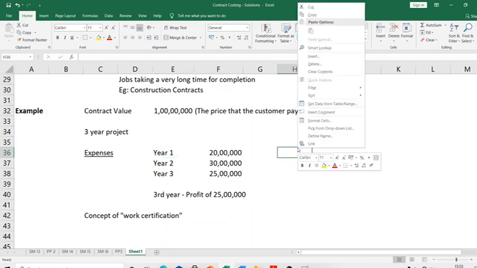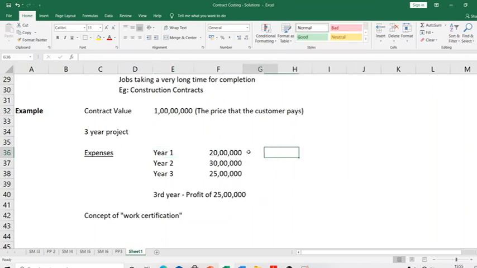So if he tells me a certain percentage, saying that you have completed 30% of your work, then 30% of 1 crore I'm going to take. So this is what we call as work certified. A person is coming and certifying that work and saying, I certify that you have finished 30% of your work. Then based on that, I'll take 30% of 1 crore.